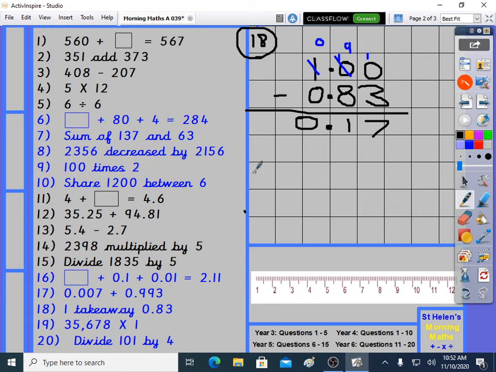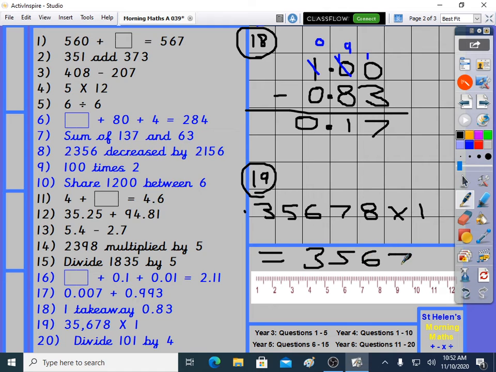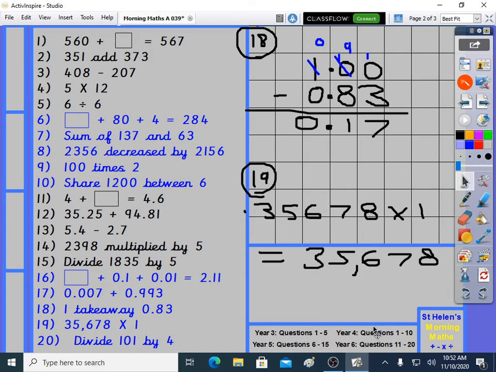Question 19. I'm going to write the question, but the answer is not going to require any workings. 35,678 times 1. Nothing's going to change about the 35,678 when we just have it one time. It's going to be 35,678. So that's an easy one as long as you don't make a mistake.